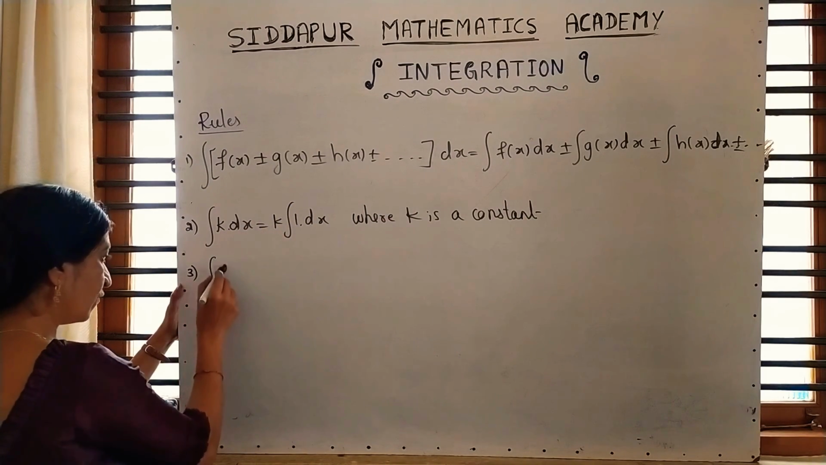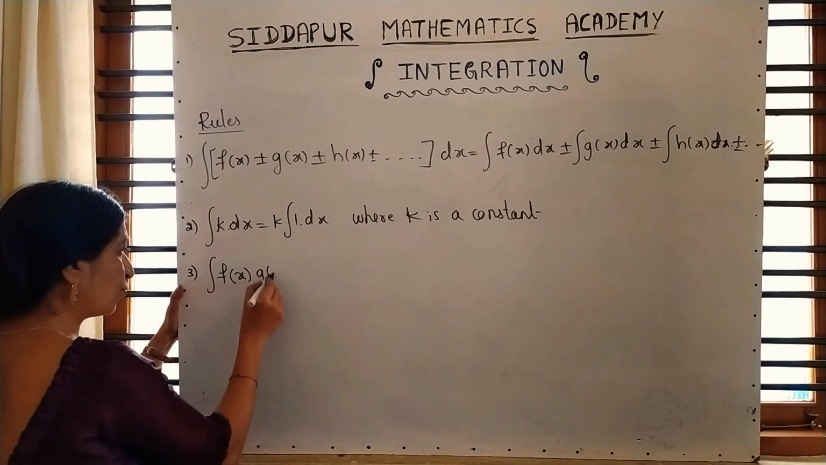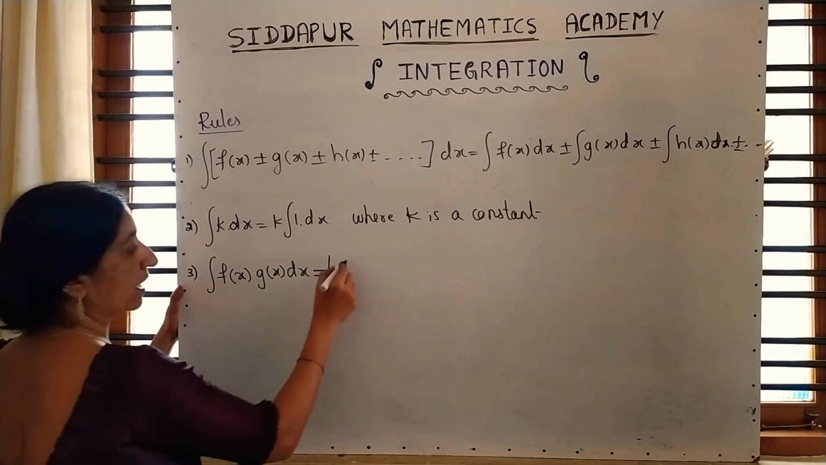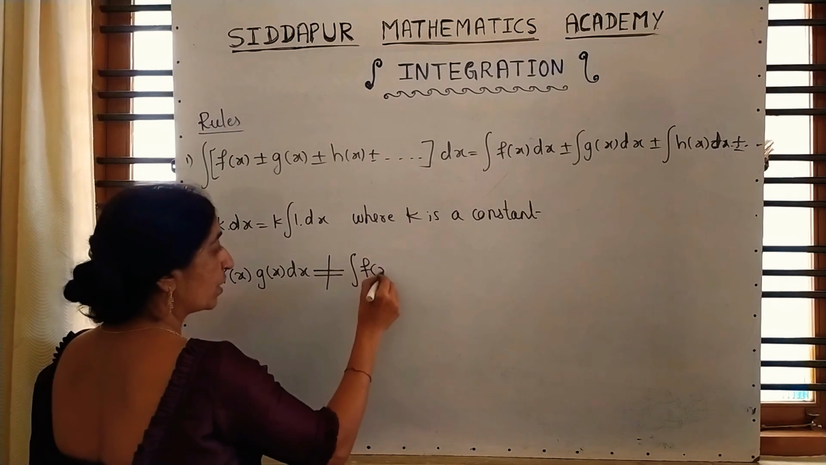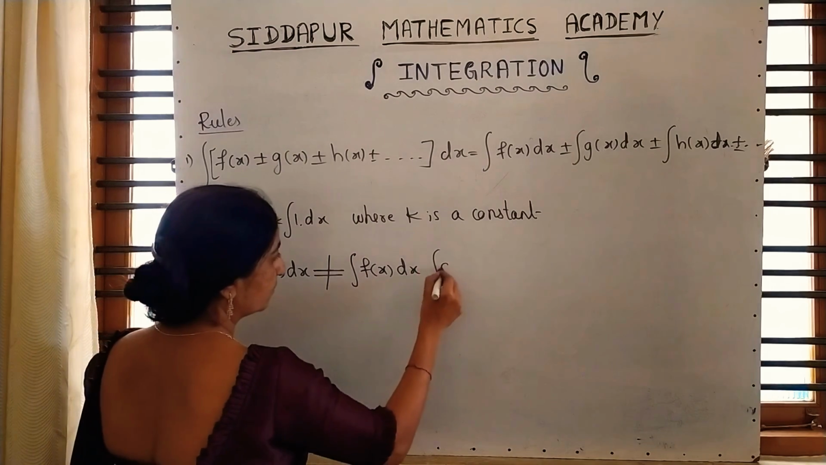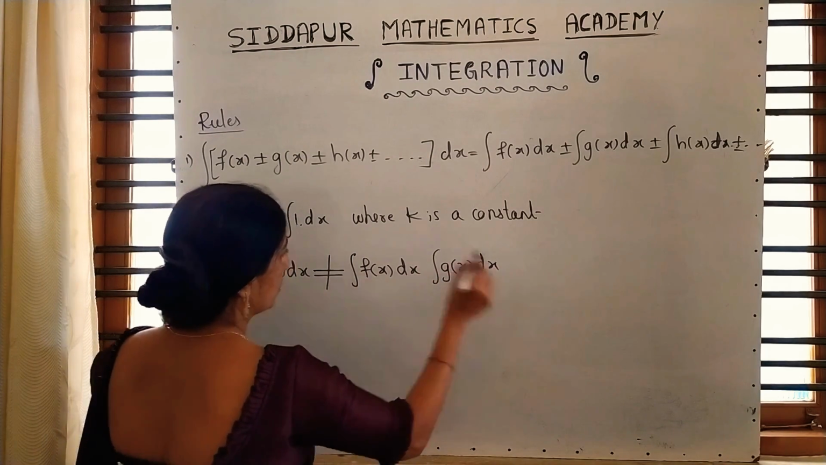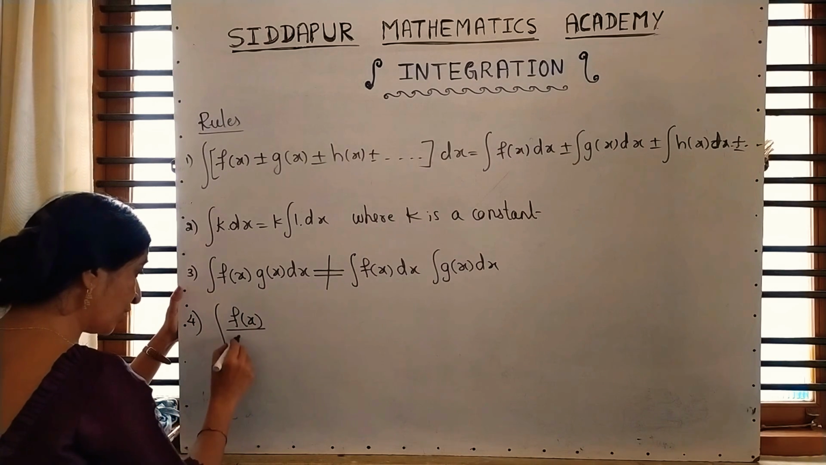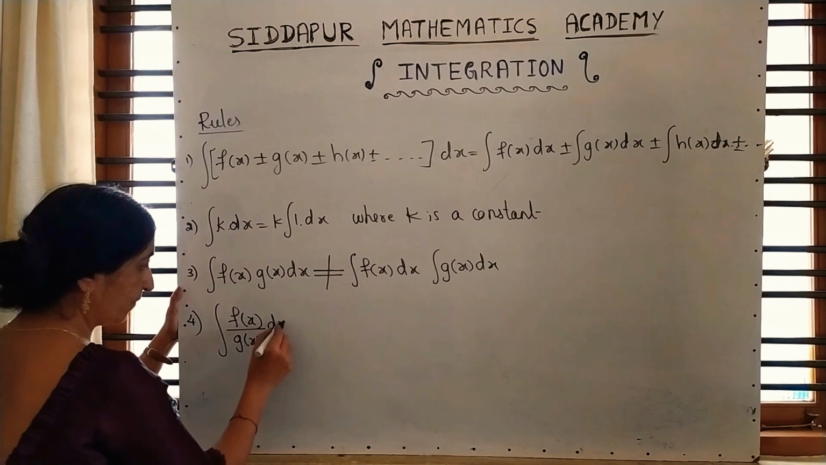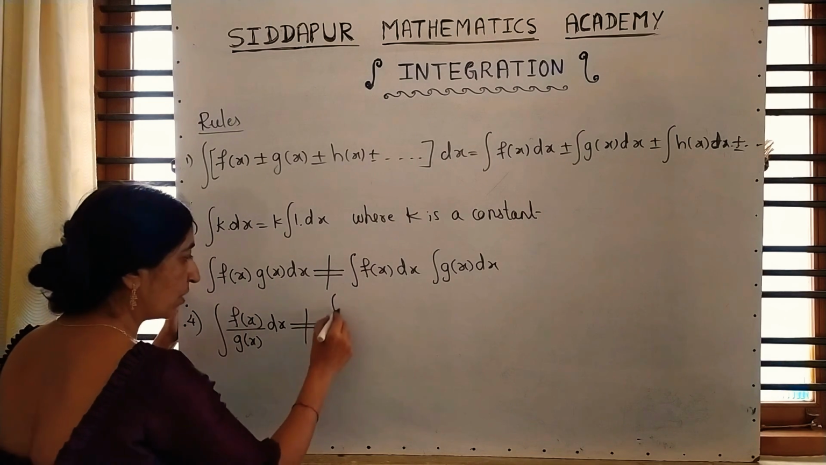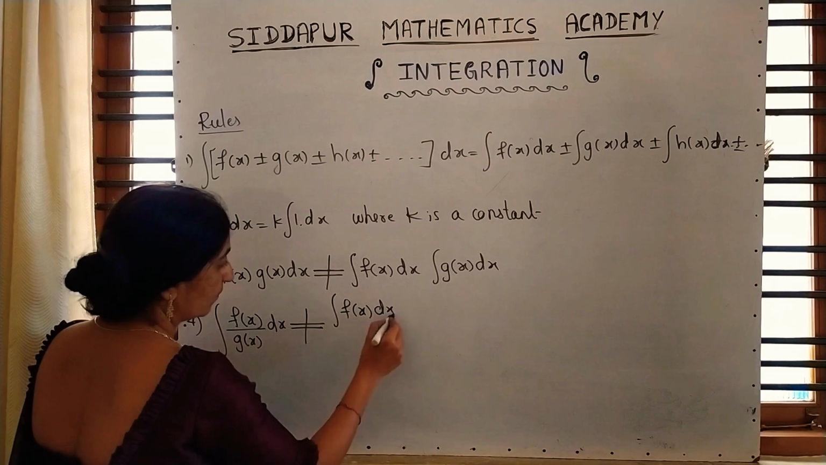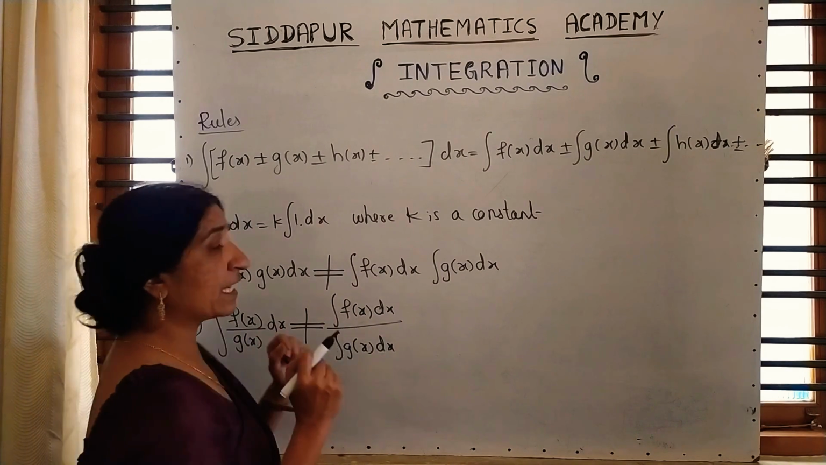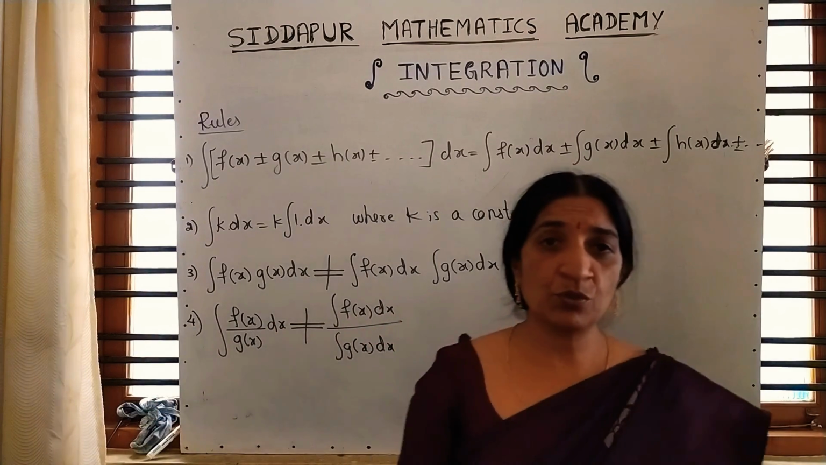And next one, we cannot apply u into v, the product rule, as we did in differentiation. Remember, that's why I am writing not equal to. See, you cannot write like this. Understood? And you cannot apply the quotient rule like in differentiation. We cannot write like this. That's why integration is a little bit different, but it helps you to think.